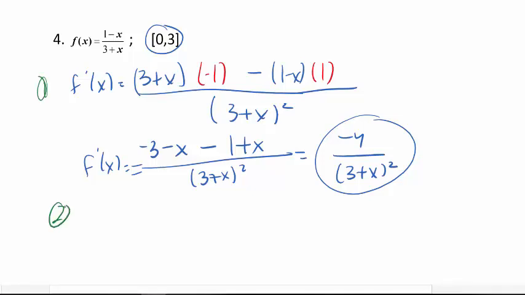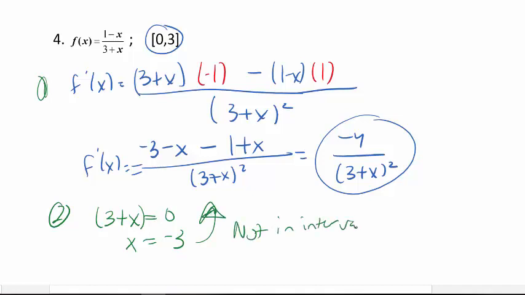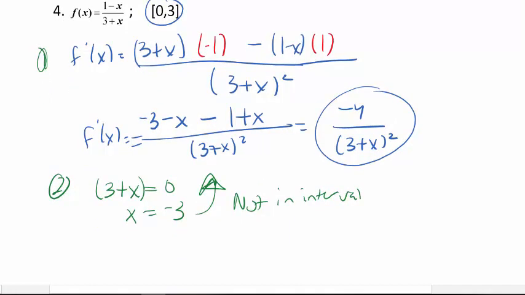Step 2, find your critical numbers. The numerator will never equal 0, so I won't get any critical numbers from that. My denominator gives me x equals -3. But is that in my domain, my closed interval? Not in my interval. And honestly, it also is a restriction, because notice it was a restriction from the very beginning of this problem. So since it is not in there, I have no critical numbers to deal with.